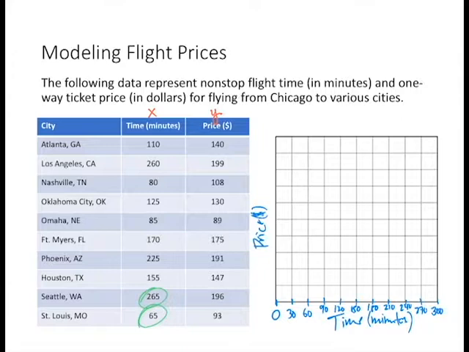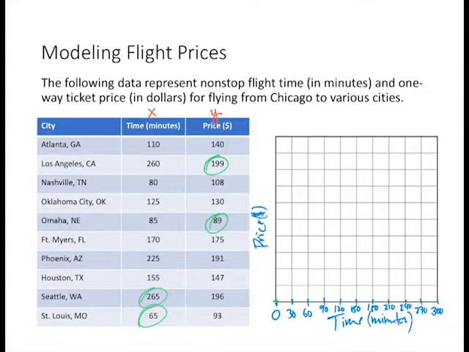Now we're going to do the same thing for the price axis. Again, find the lowest and the highest values. In this case, the lowest price is 89, and the highest price is 199. So we could go anywhere from between two numbers that includes 89 to 199. Again, let's go ahead and start at 0.